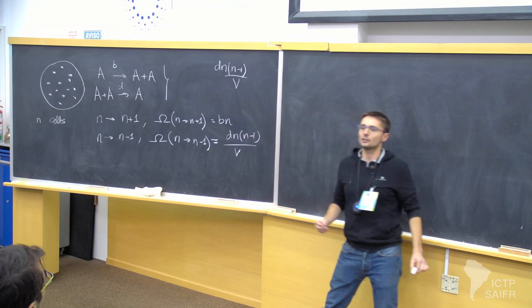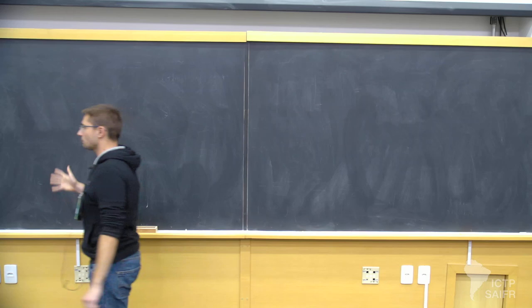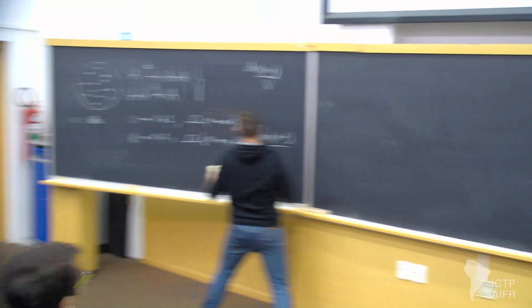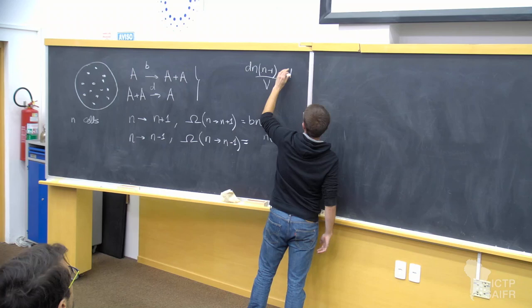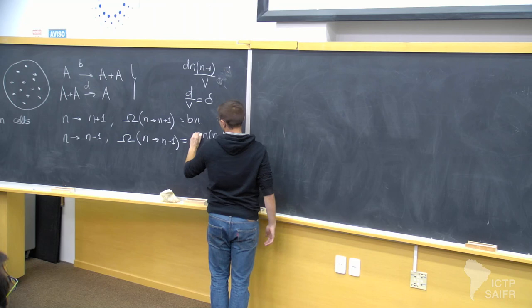Okay. So just to simplify things a little bit, I'm going to call D over V, D tilde, and then I can say D over V is equal to delta, and then we can forget about V. We redefine the units.